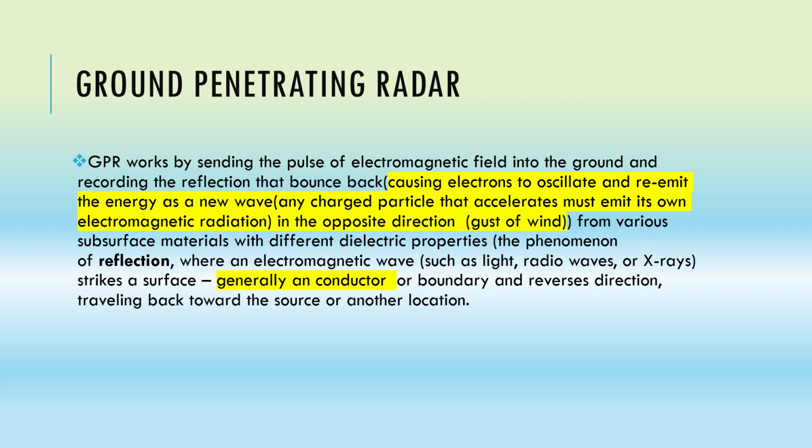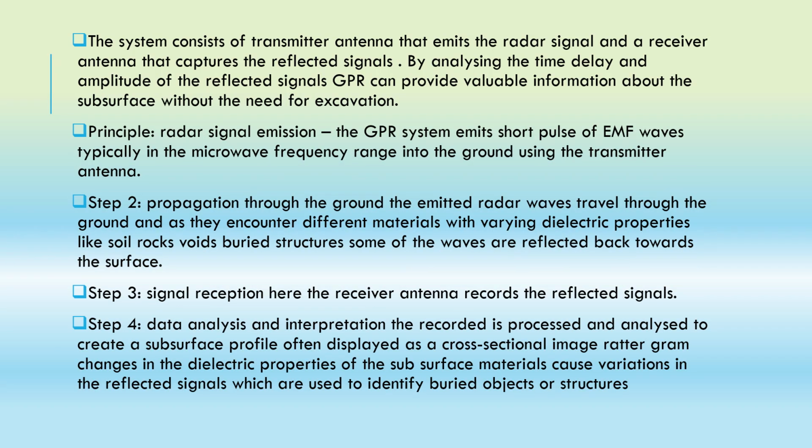Generally, it can hit a conductor or a boundary, reverse direction, and travel backwards to the source or another location. That's how the picture is taken out. So, what does the system consist of? The system has a transmitter antenna that emits the radar signal and a receiver antenna that captures the reflected signals. So there are two antennas, one to emit the radar signal and one to receive. It captures the reflected signals. This is the process.